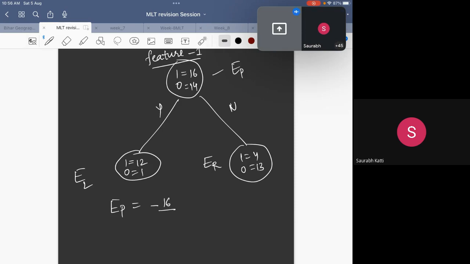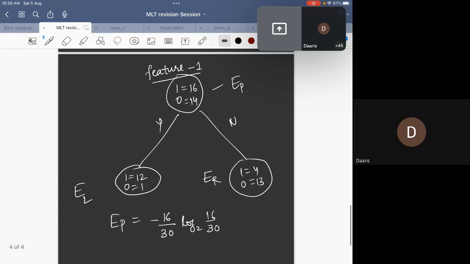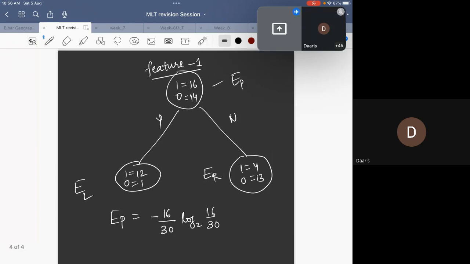So 16 upon 30 log, and this base should be 2, right? Sir, can you explain the basic formula again? You want to know the basic formula? Yes, sir. See, entropy itself is like minus P log P, and this base is 2.